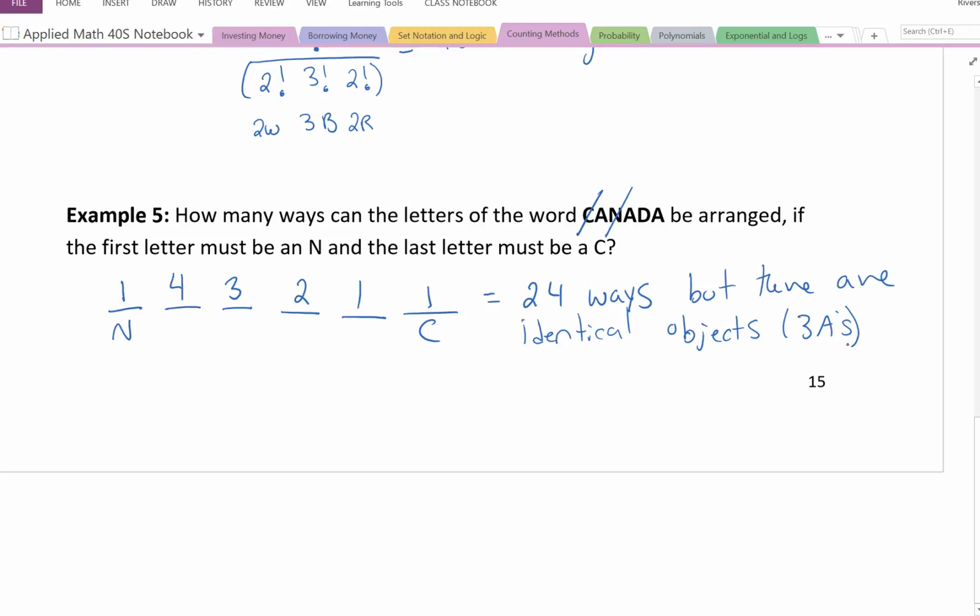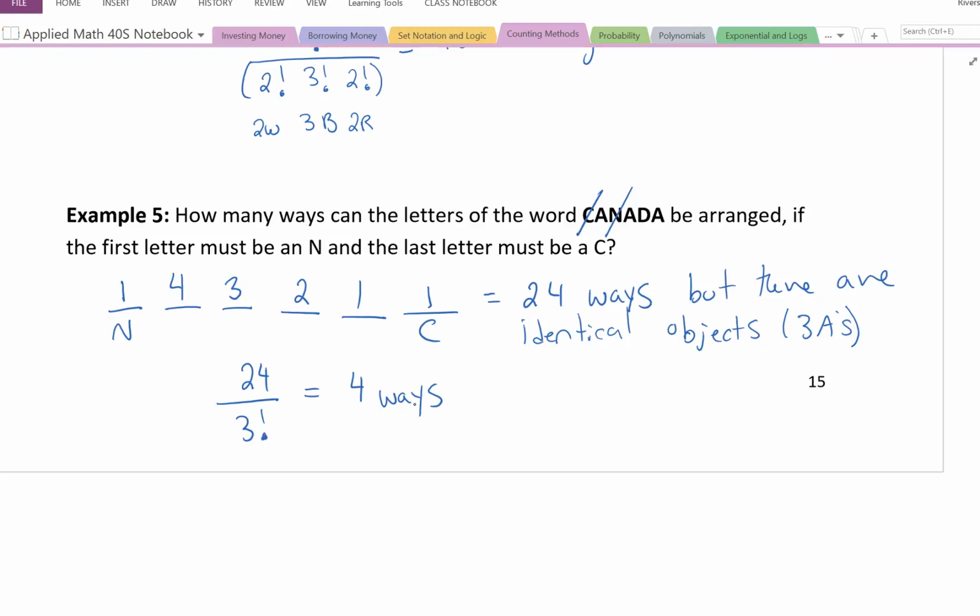How do we get rid of those? Well, that was 24, and we get rid of those 3 identical A's. So just divide it by 3 factorial. And instead of having 24 arrangements, it's going down to only 4. So there are 4 ways of arranging the letters of the word Canada if the N is first and the C is last.